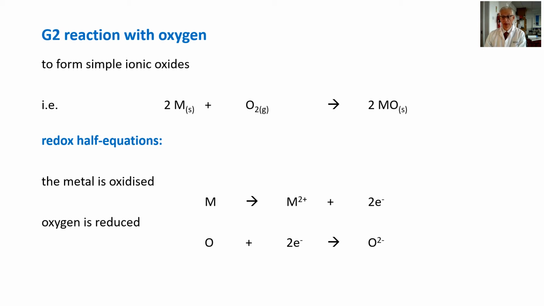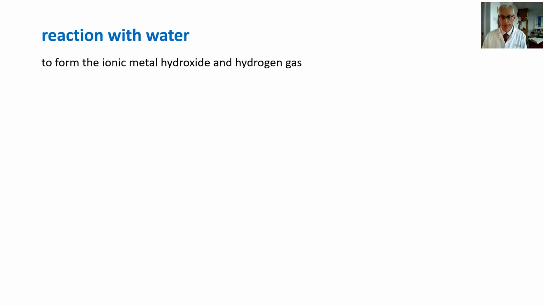And that pattern is followed for all of group 2 elements in their reactions with oxygen. Moving on to the reaction with water, again specified in OCR A chemistry. The products are an ionic hydroxide, metal hydroxide, and hydrogen gas. Pause the video and write a balanced chemical equation for the reaction of group 2 metal with water.